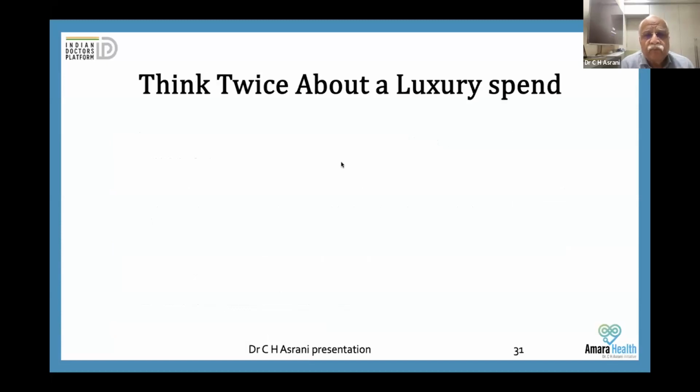Think twice before a luxury spend. Car. Do I need a luxury car? The purpose of a car is going from one place to another. Television. Do I need a 100-centimeter television for my house or my clinic? Phone. If I have my ambition of buying an iPhone, I may save money and buy. But every time a new edition comes, sorry, not for me.